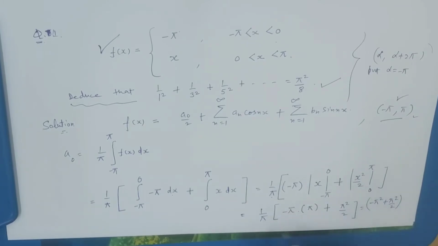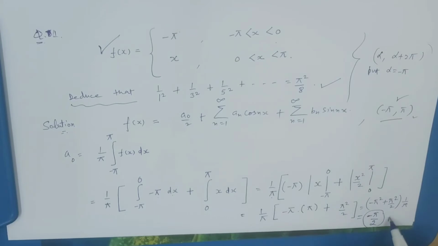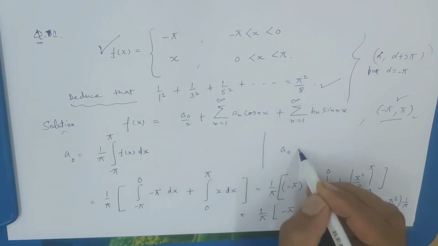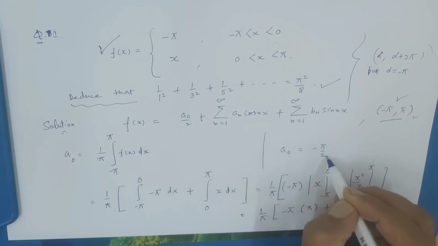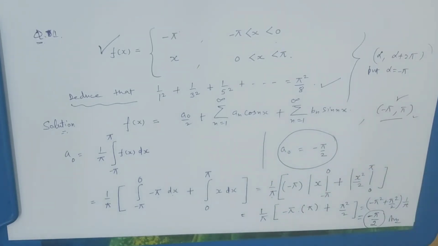2 into 1 upon pi, इसको अब थोड़ा सा लिख लेते हैं, that is minus 1 plus 1 by 2, that is minus 2 plus 1, minus 1 by 2, minus 1 by 2 pi square by pi, that is minus pi by 2. Minus pi by 2 is a naught. You can write here a naught equals to minus pi by 2. This is the first Fourier coefficient.